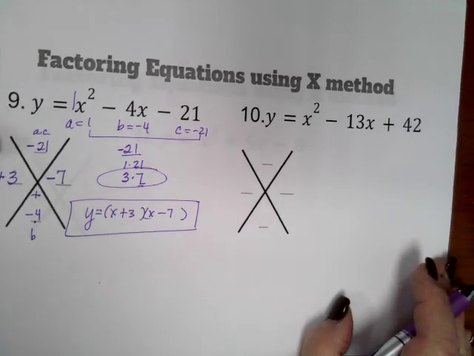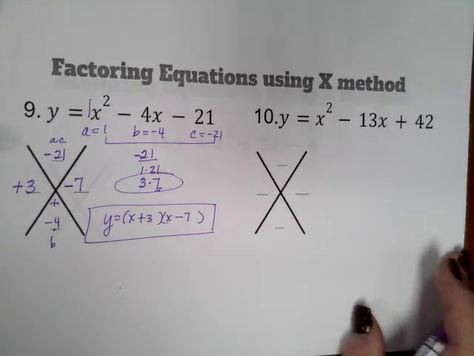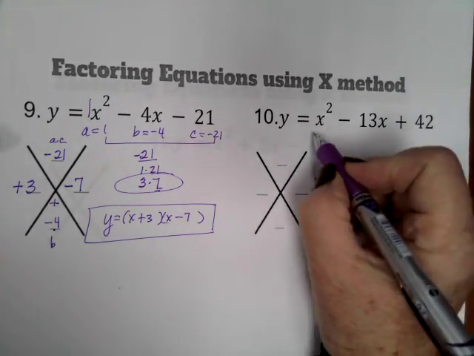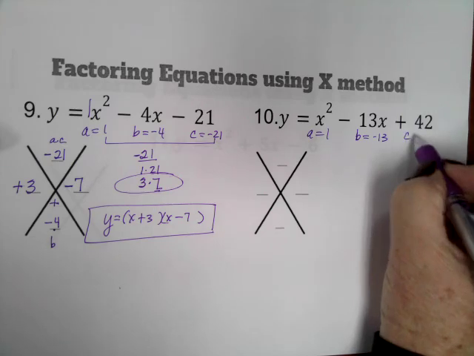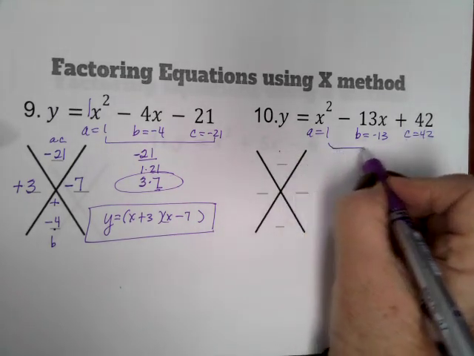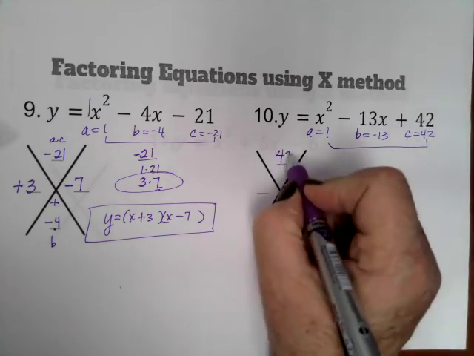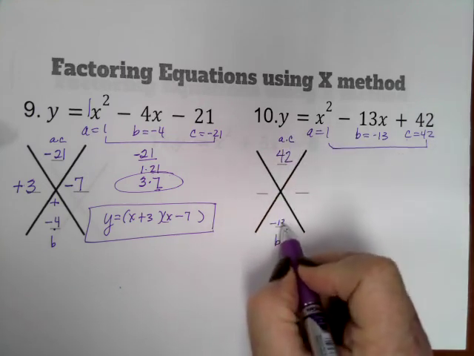Okay, let's do this one right here. All right, so we have A is 1. Always identify these. B is -13. C is 42. All right, so we're going to have A times C, 42. Your B value is -13.